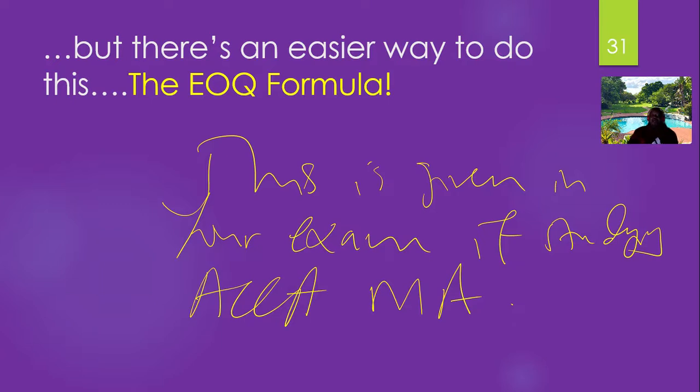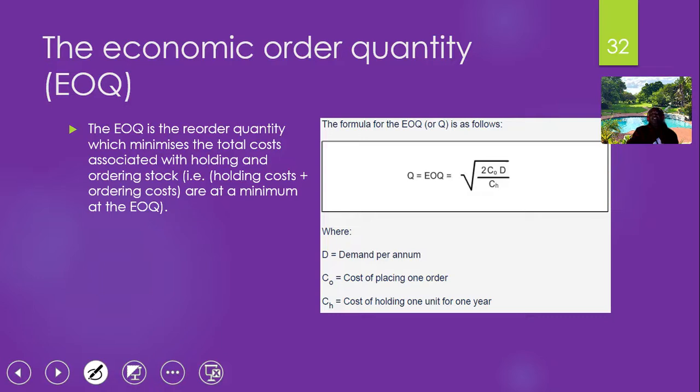All right, ladies and gentlemen, that's the formula we are referring to here. The economic order quantity is the reorder quantity which minimizes the total cost associated with holding and ordering stock. Holding costs plus ordering costs are at a minimum at the EOQ. So when you are talking of the economic order quantity, it means that the holding costs and ordering costs are at a minimum.